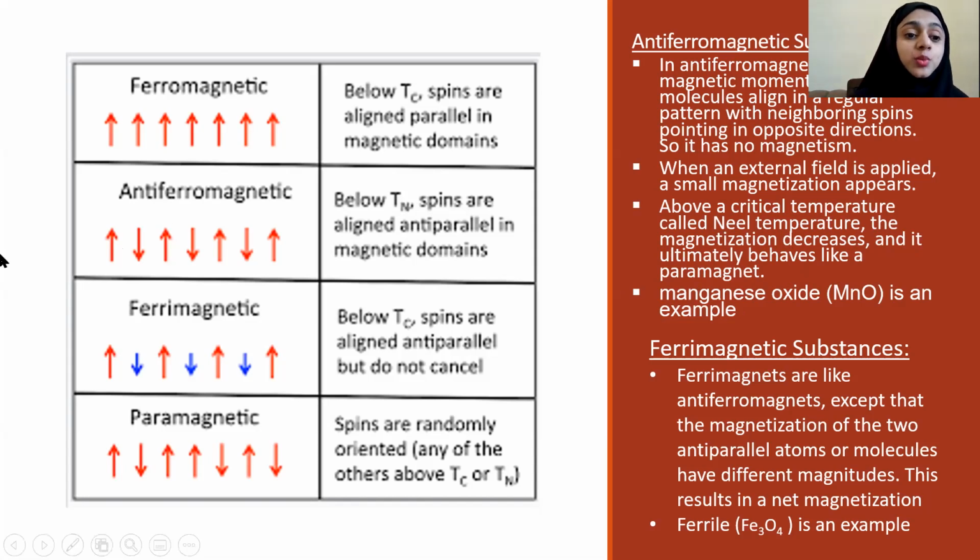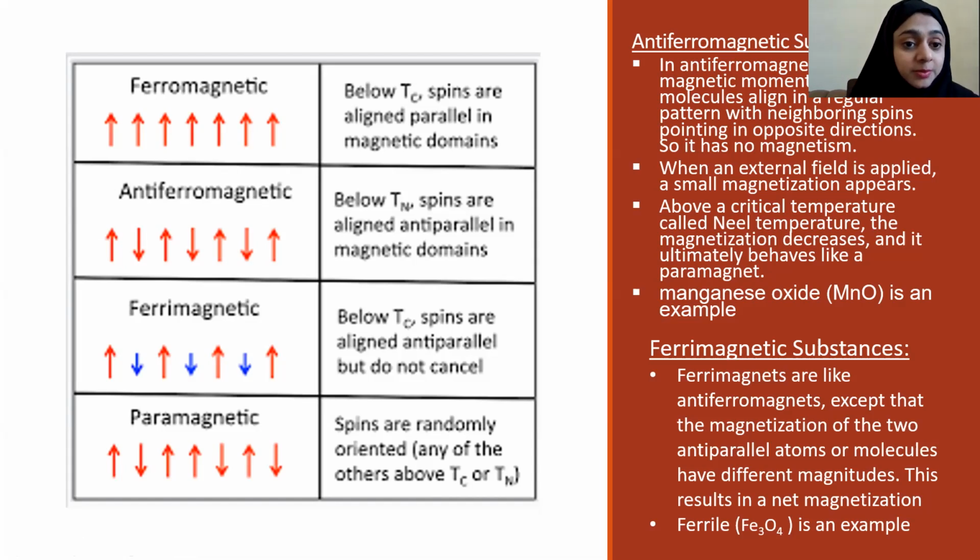Now suppose we apply a magnetic field upwards, an external magnetic field. All those dipoles which are in the upward direction will remain so, but those in the opposite direction, their magnitude will slightly reduce. So there is a small net magnetization. But above a critical temperature called Néel temperature, it loses its magnetization.